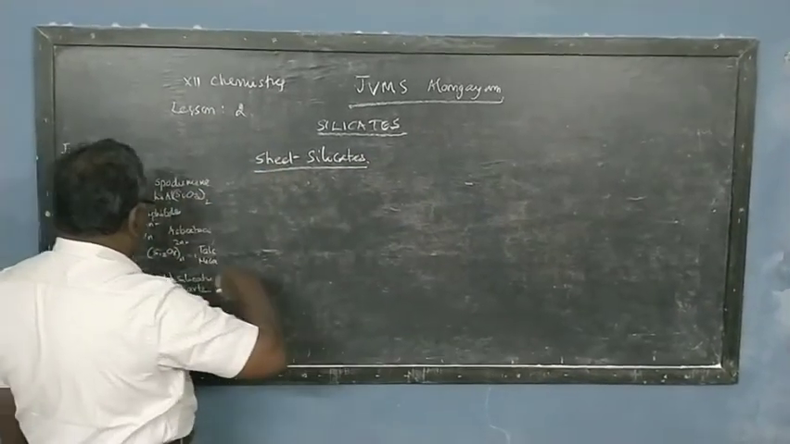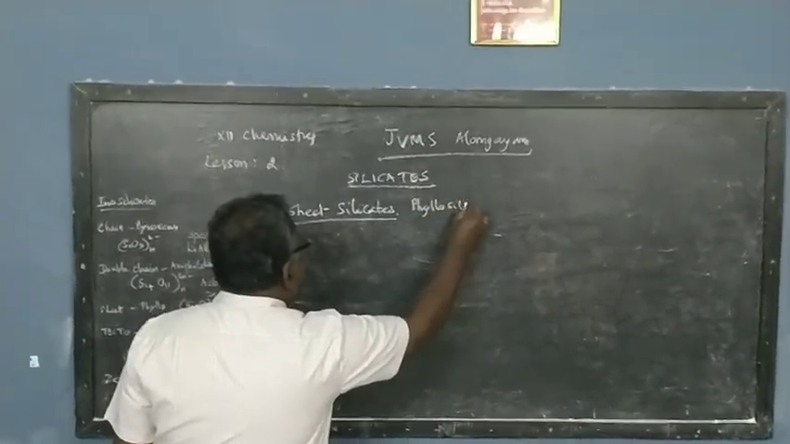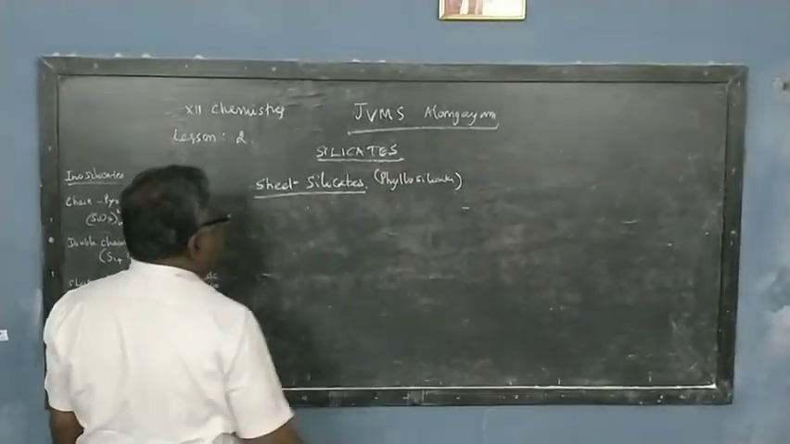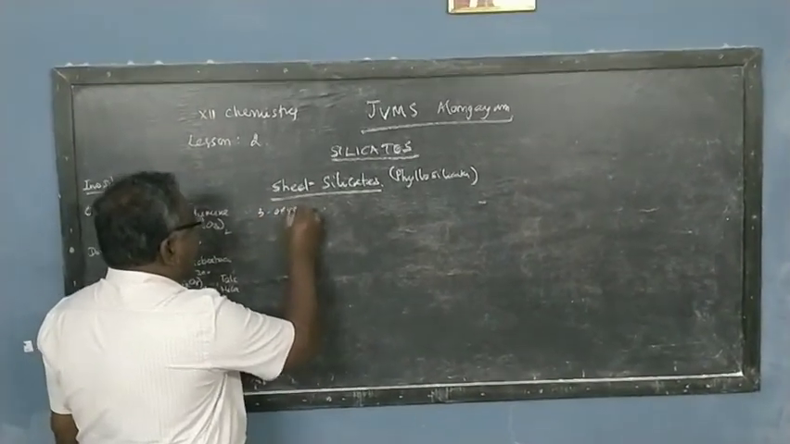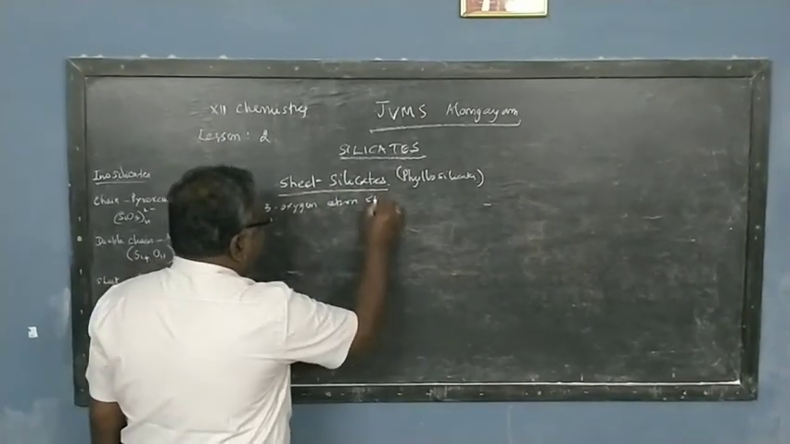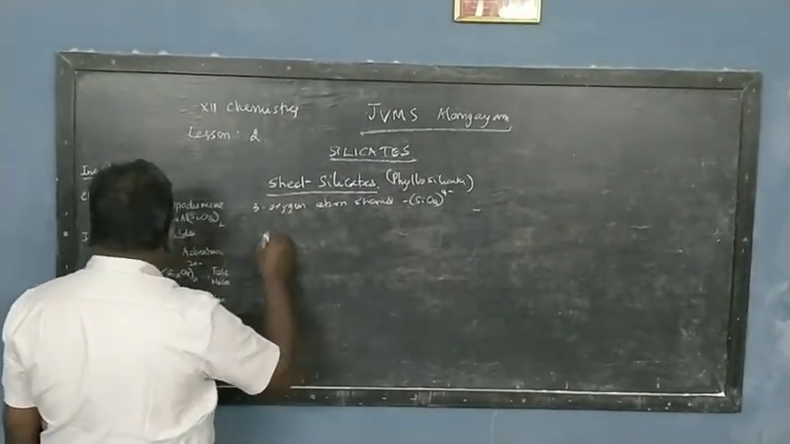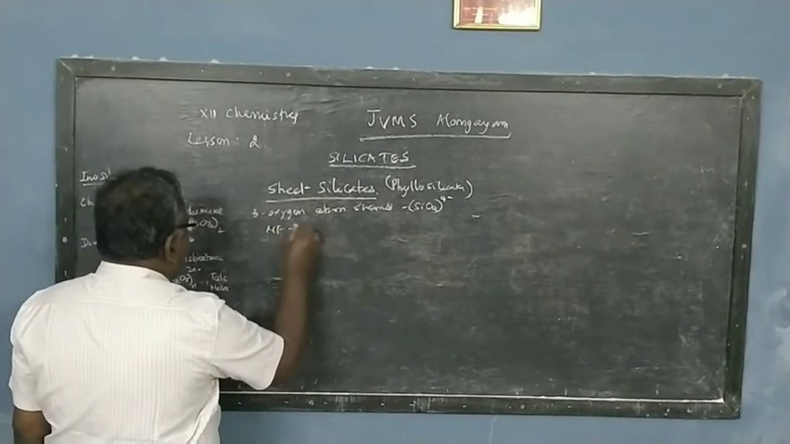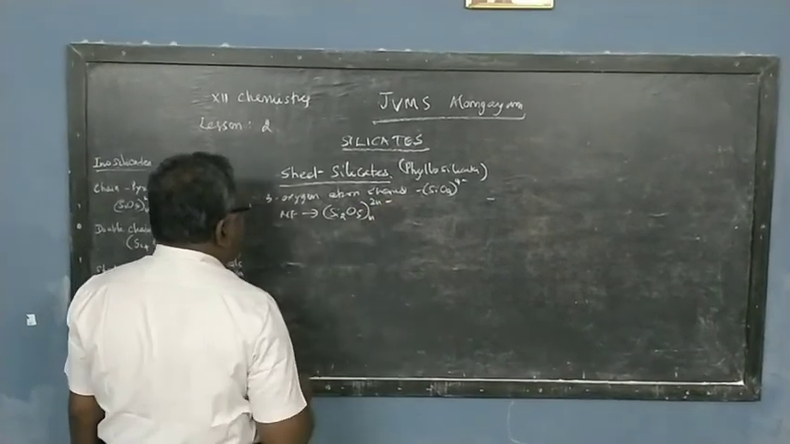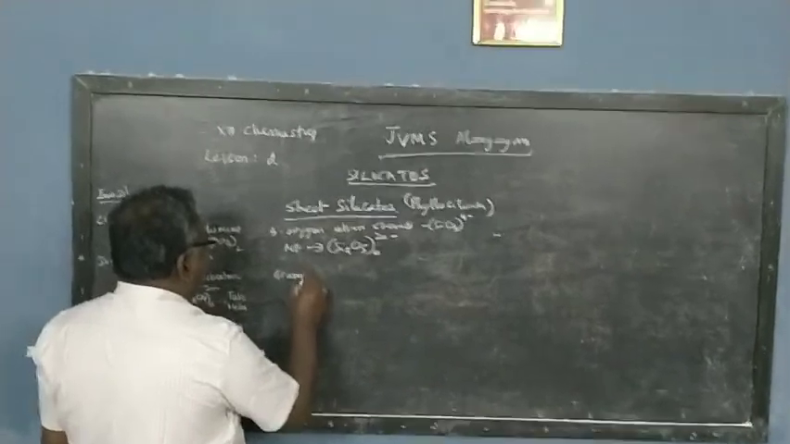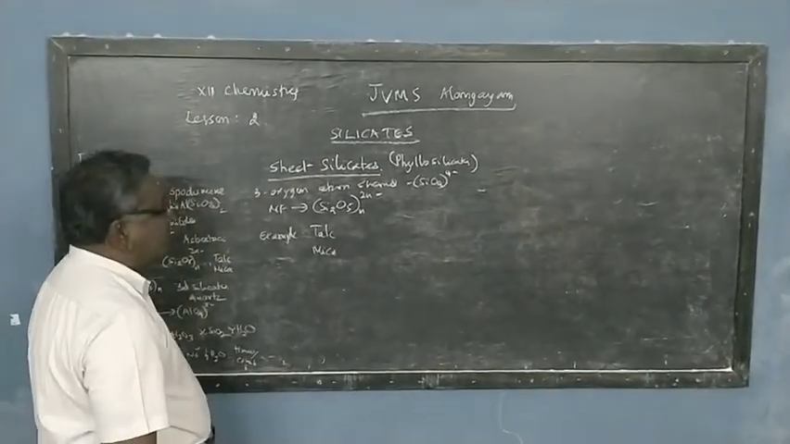So sheet silicates are also referred to as phyllosilicates. In this, 3 oxygen atoms will be shared in each SiO4 unit, right? And its molecular formula is given as (Si2O5)n 2n minus. The best examples for this are talc and mica, examples of the sheet silicates.